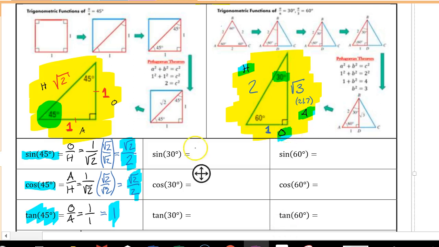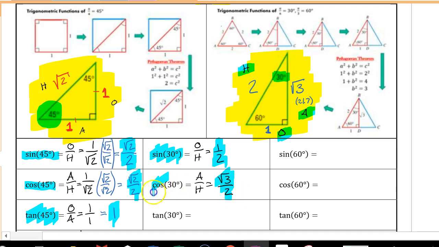So sine is equal to, again, the opposite over the hypotenuse. We can substitute in our values, 1 over 2. 1 over 2 is reduced down, and we get the sine of 30 is equal to 1 over 2. Cosine of 30 is going to be the adjacent over the hypotenuse. The adjacent in this case is root 3 over 2. That already has no square roots in the bottom, so root 3 over 2 is the cosine of 30 degrees.